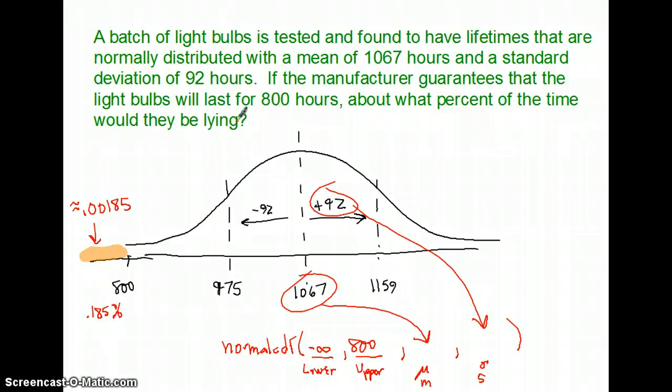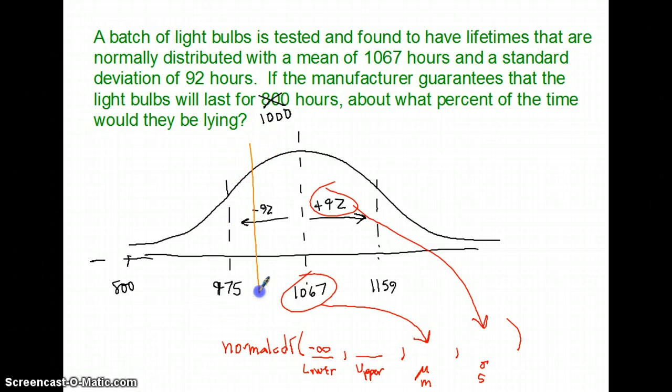Let me do this really slick. Okay, great. Let's change this. Instead, let's say they said 1,000 hours. Then how much are they lying now? 1,000 is here, and this is your lying area now. You're lying about this many light bulbs now. It's a whole lot more.